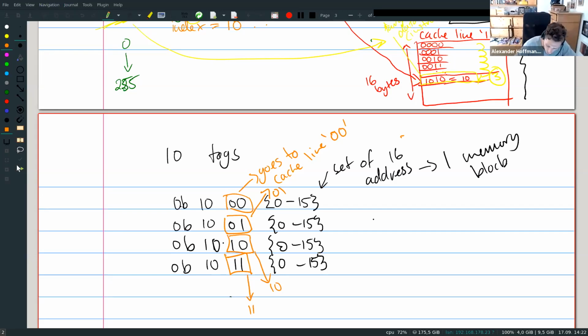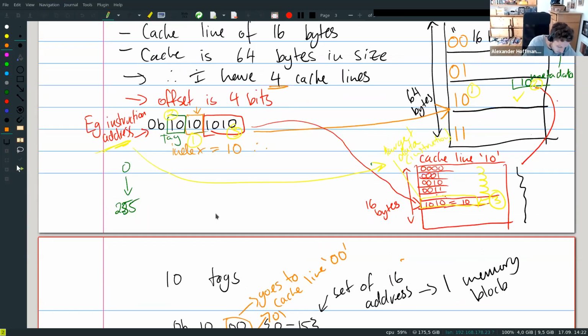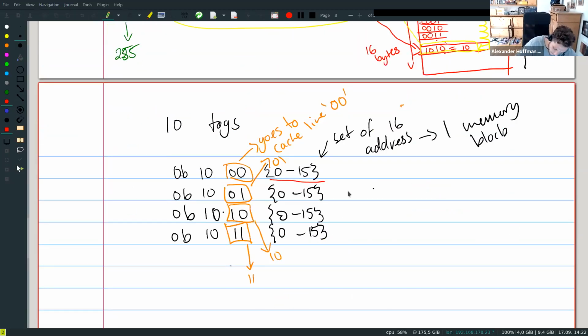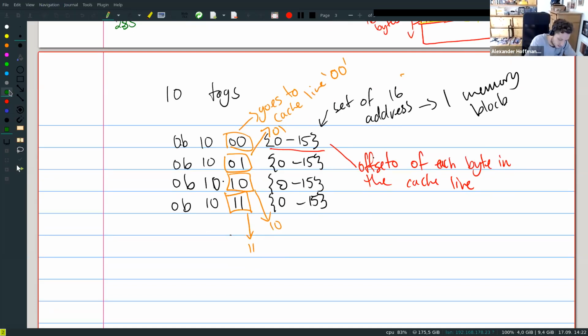What do we do the offset in? We did the offset in red. This is essentially just the offsets of each byte in the cache line. But now, if we look at the tags here, they're all the same, but you'll only ever find one memory block with this tag per cache line.